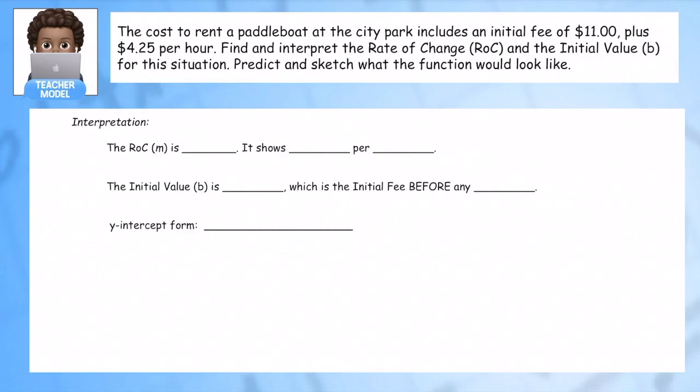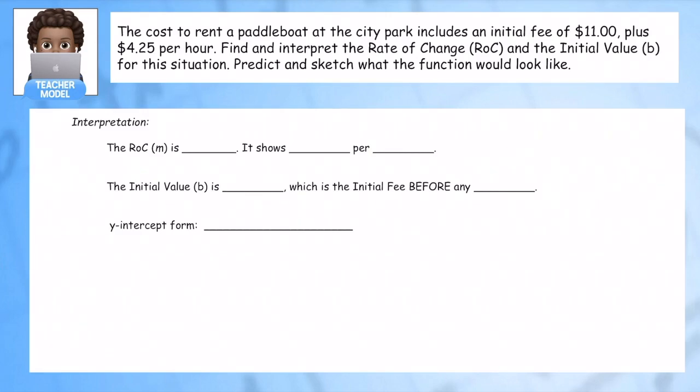Okay, math marvels, we've done so much with rate of change and with intercepts. Let's see if we can figure them out in real world context and situations. So as I read this problem, I'm going to look for two things. I'm going to look for a constant rate of change. What is the rate in the problem? And I'm also going to try and find any initial charges. Like, where are we starting off from?